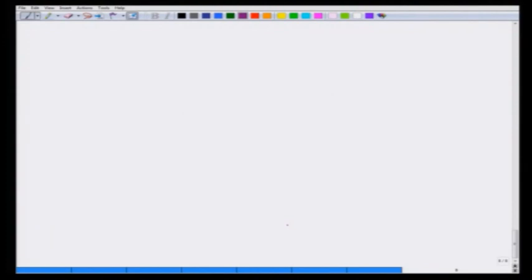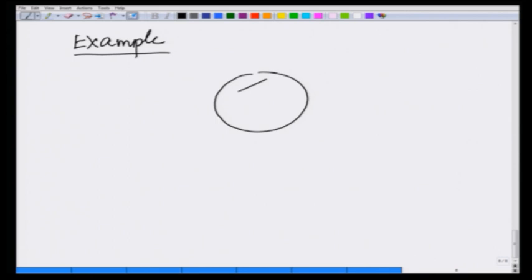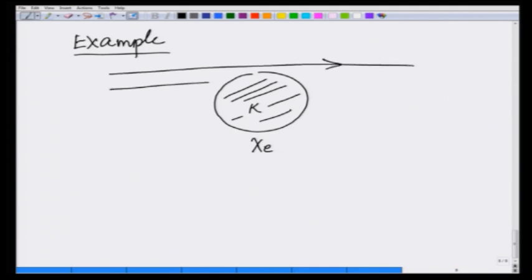Continuing the examples on electric fields around dielectrics, let's take the next example, where I put a sphere of dielectric material of constant k or susceptibility chi e in a uniform field. And now I ask what will happen.